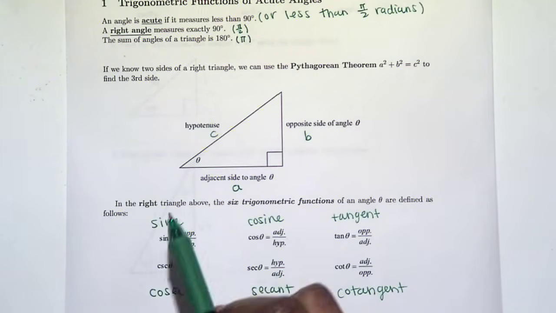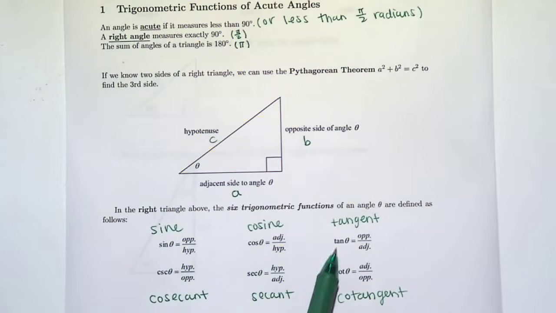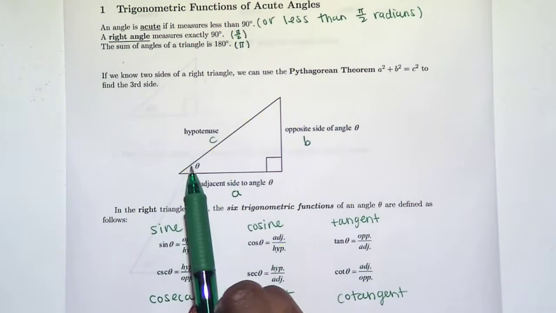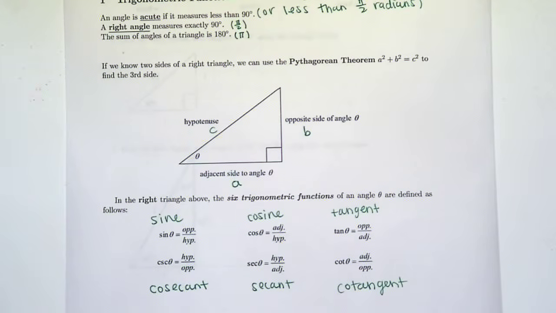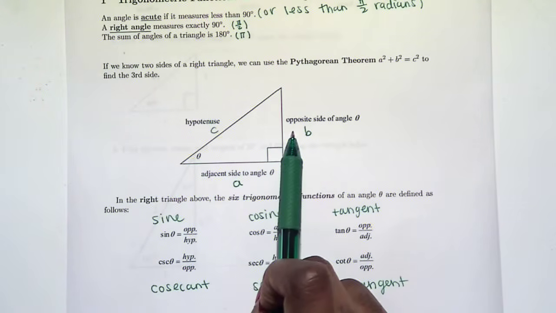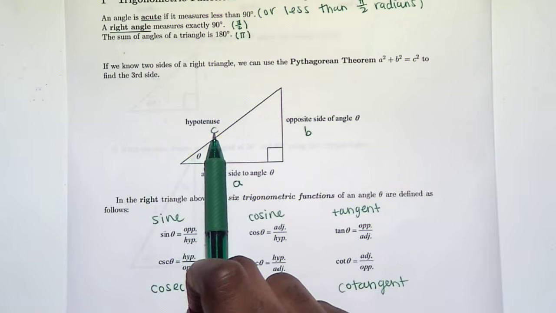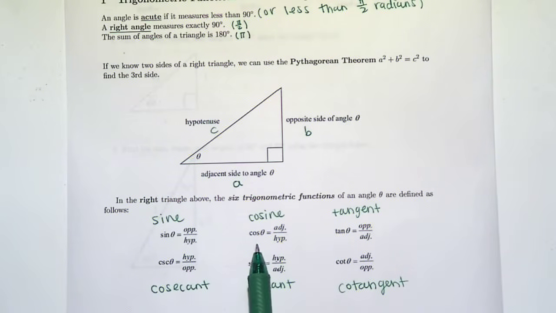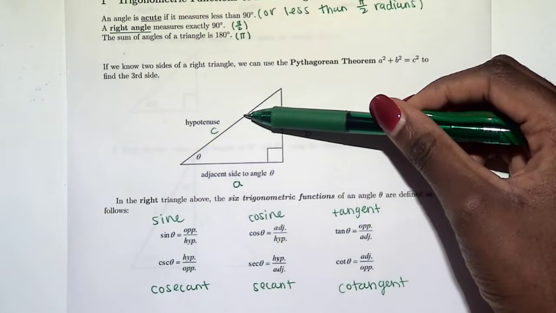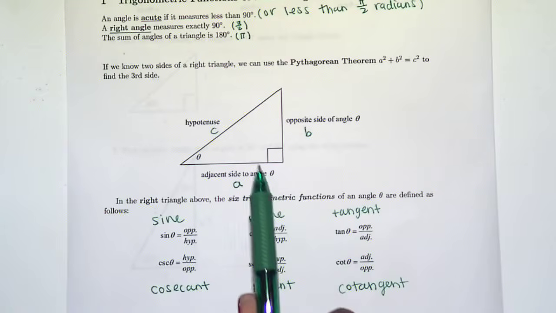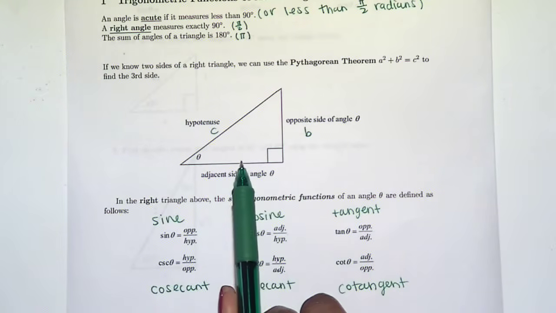All right, and so these are all functions. The input of our function is theta, so theta is like our x value. It's what we put into our function, and theta is one of the interior angles here. The way we define our trig functions using a right triangle is that sine is the opposite side over the hypotenuse, and then cosine is the adjacent side over the hypotenuse. Tangent is the opposite side over the adjacent side.